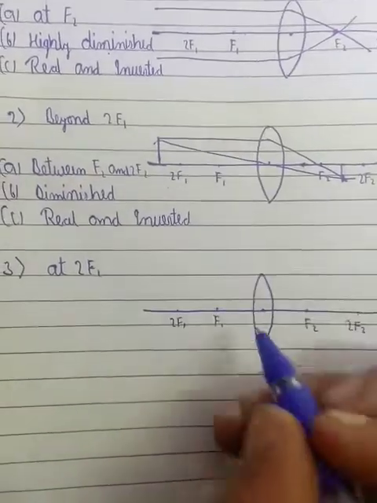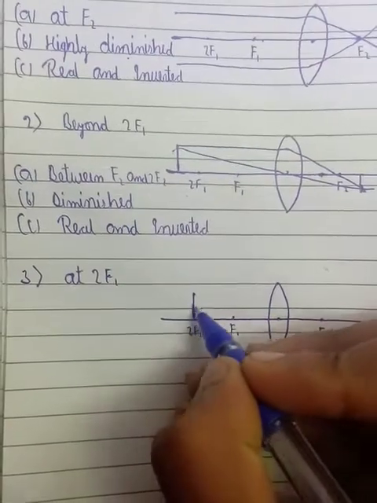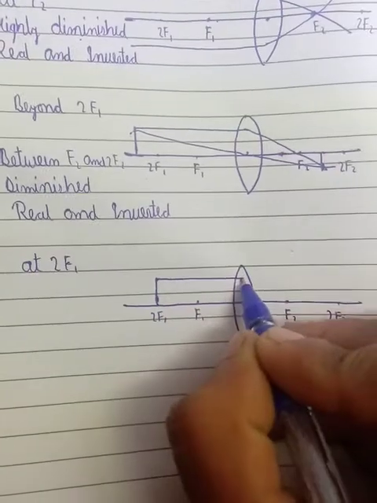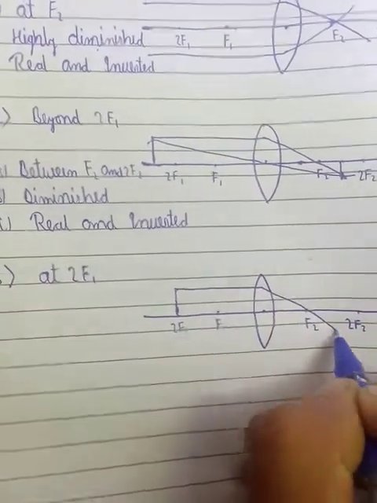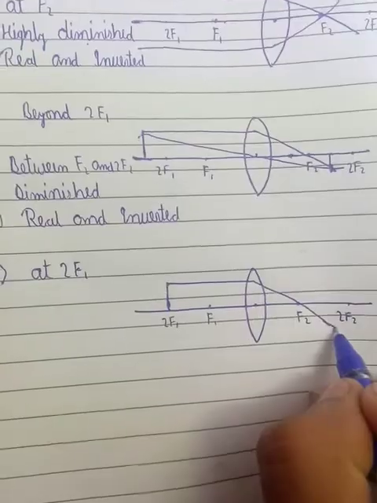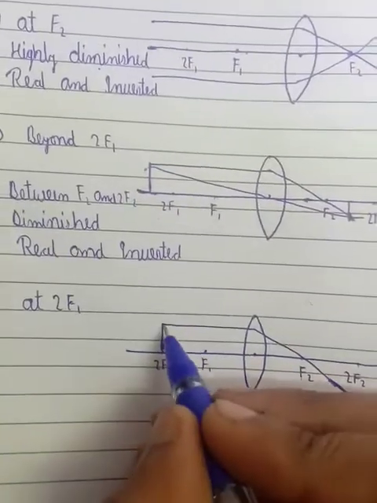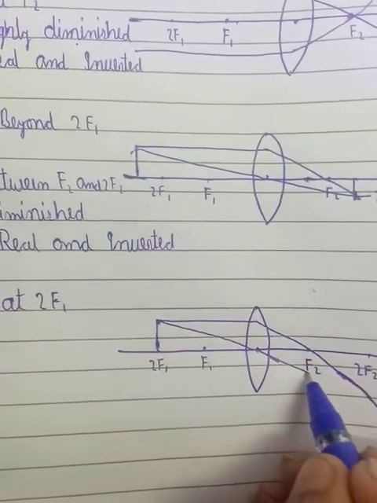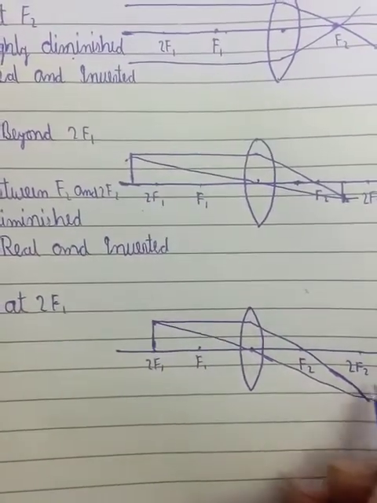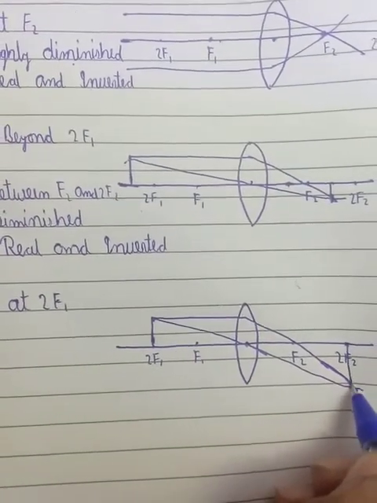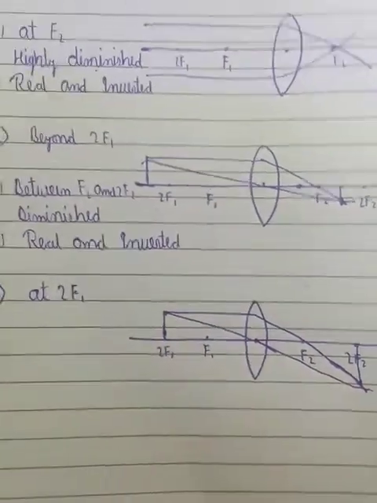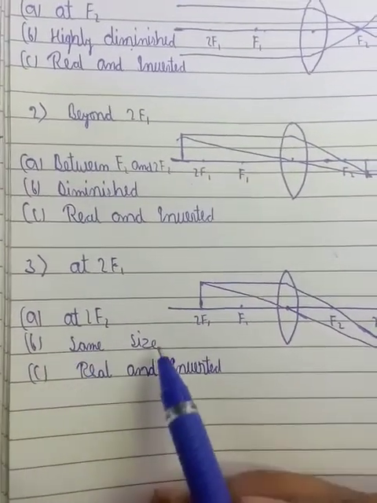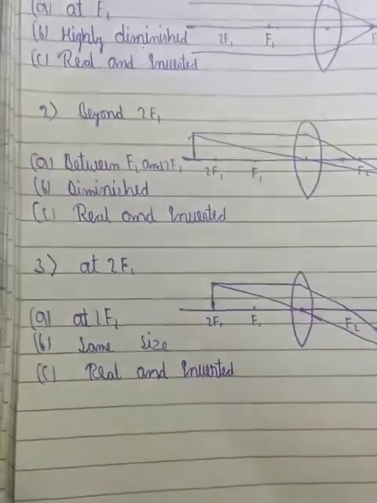In the third case, when the object is kept at 2F1, means it is kept here, the light ray will come parallel to the principal axis. After refraction through the lens it will pass through the focus. One more light ray will come from here and pass through the optical center and it will meet here, cut here. So our image will be formed at 2F2 and it is the same size. These are the characteristics of the image formed. It is formed at 2F2, same size, real and inverted.